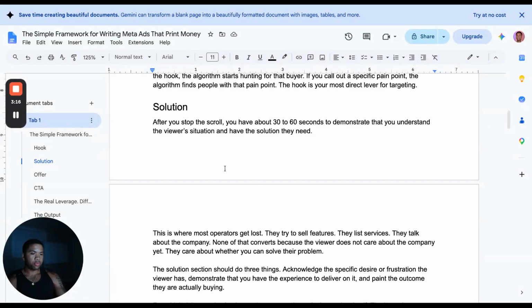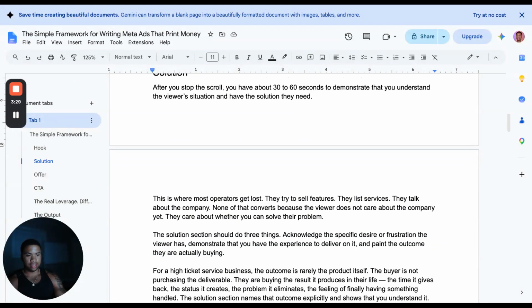So you've already stopped the scroll, and you have about 30 to 60 seconds to really demonstrate that you understand their life, their current situation, and that you have the solution that they need. This is where a lot of operators I see get lost, because you start trying to sell all the features and the mechanisms, and you start listing services, and you talk about your company and how long you guys have been around and how you guys have done XYZ.